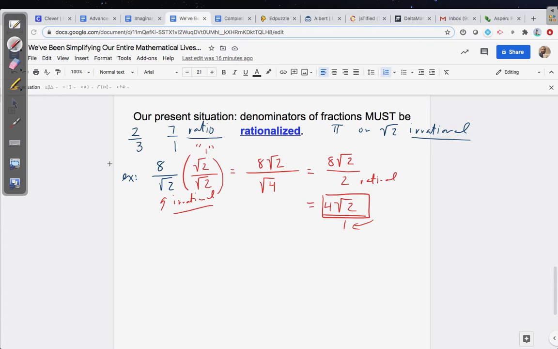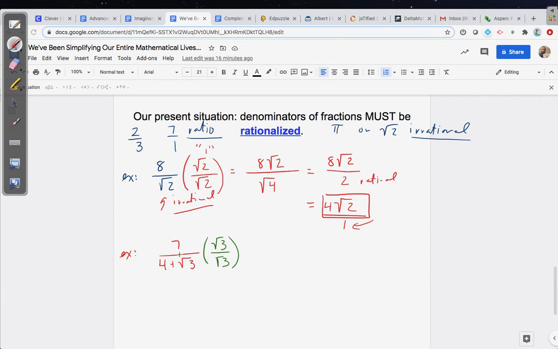These problems can become slightly more interesting and sophisticated. Here's another example, where now instead of just having one value in the denominator, I have a binomial. So let's do 7/(4 + √3). Here, if you try to multiply by a clever name for 1, let's say you multiply by √3, I'll let you do that on your own.